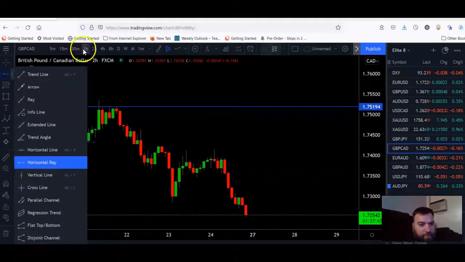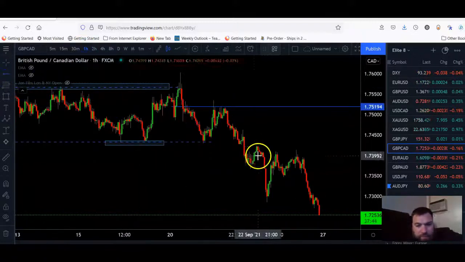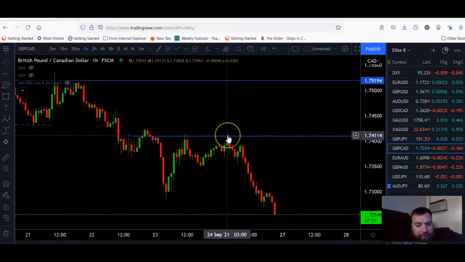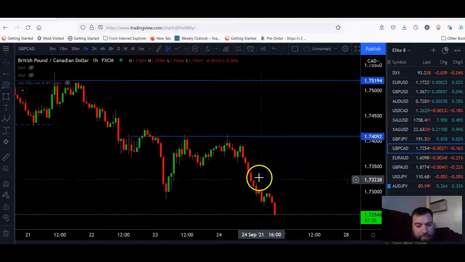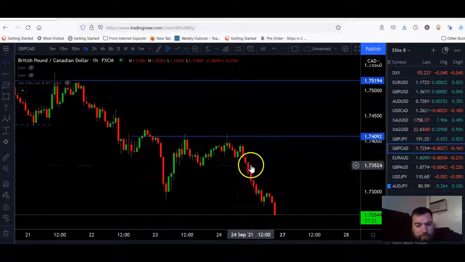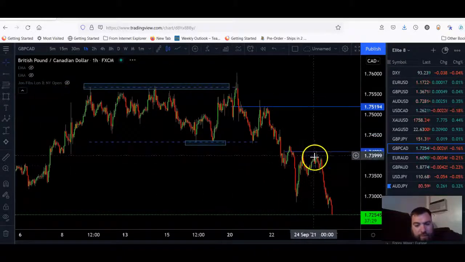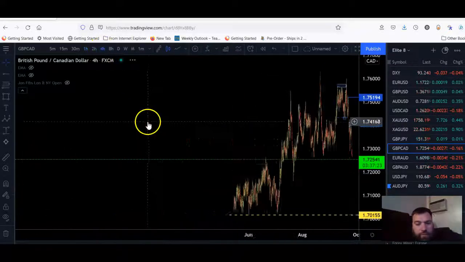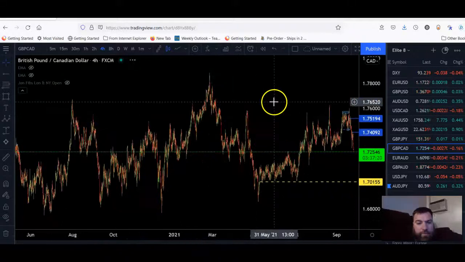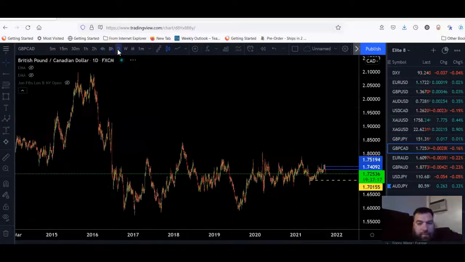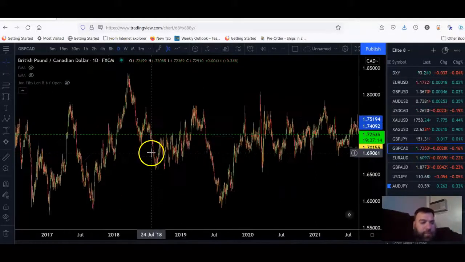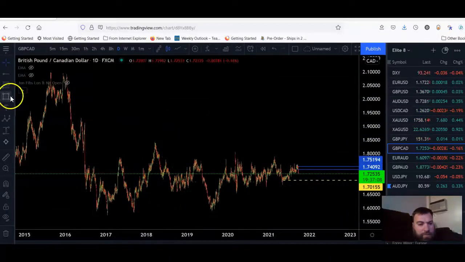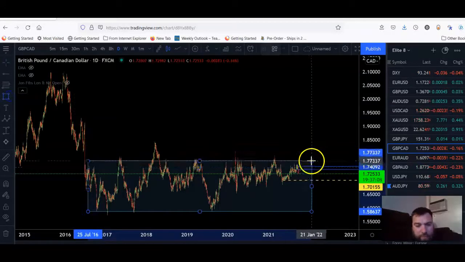This was a good entry right here too. Okay. This happened on Friday. This happened on Friday before market closed. Overall structure, this is ridiculous. Oh, this is the daily. This is stupid right here. This whole thing is one big range.